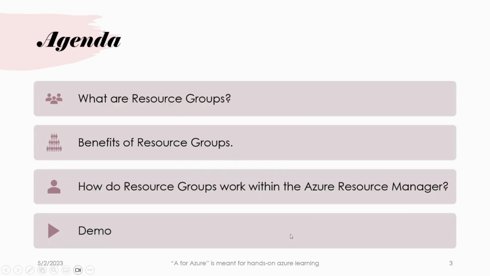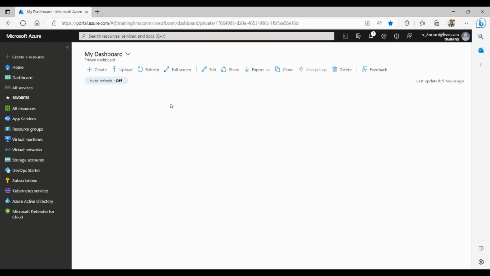Moving forward, we have discussed what resource groups are, the benefits of resource groups, and how resource groups work within the Azure Resource Manager. So finally, without wasting any more time, let's move to our labs to learn how to create, modify, and delete resource groups. So we are logged into the Azure subscription that we created in our session one, and you're aware how to log into the Azure portal by going to portal.azure.com and signing in with your Azure credentials. So we will look at how to create our resource groups now.